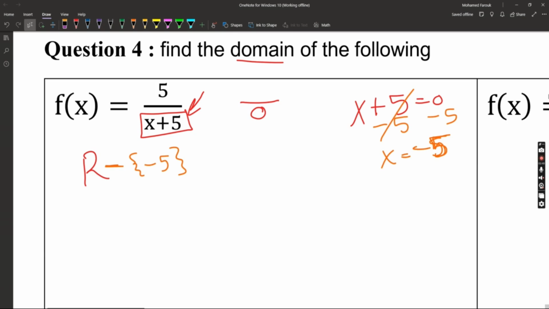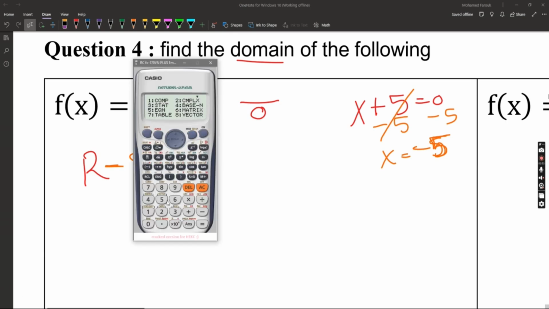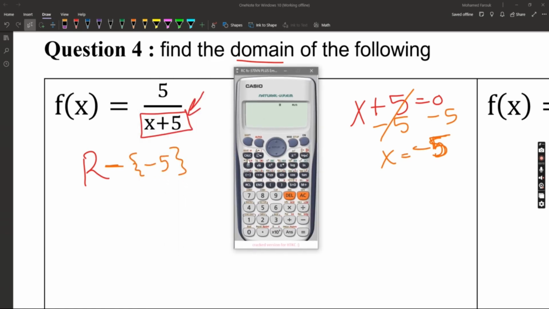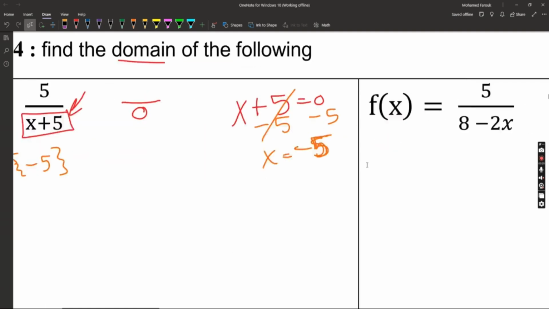And you can solve this one with your calculator. You will just write x plus 5 equal to 0 and then solve it. Shift, calculate, solve for any value for x. It will give you negative 5. And if you want to confirm this, it's not allowed to have negative 5 in the denominator. We have negative 5 plus 5, it's a math error. You cannot use negative 5 for your x. But if you use any other number, it's okay.